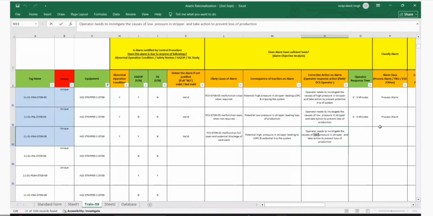Cause of high pressure, the stripper, prevent the loss, prevent LOPC, and tripping. Yes. I take here the same 0 to 5 because you don't have a question. And this is the process alarm.